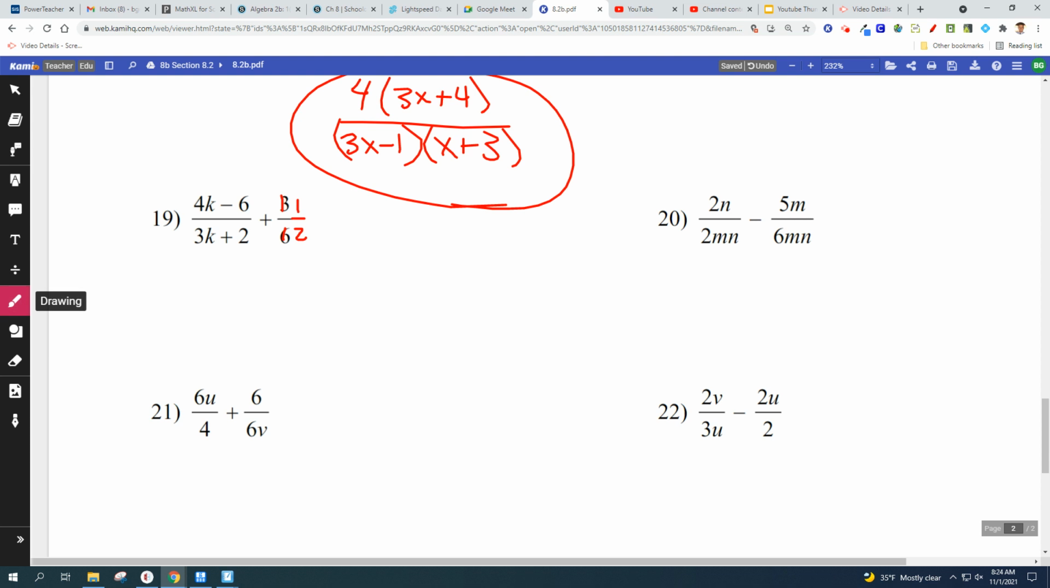But here we go. Let's make them the same. The one on the left needs denominator 2. The one on the right needs a 3k plus 2.